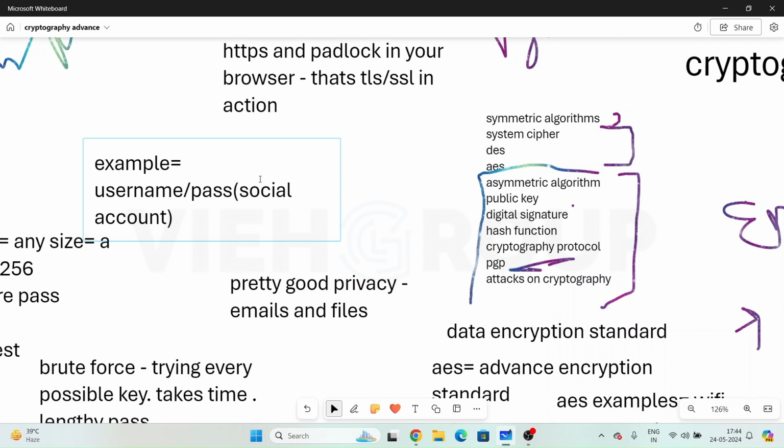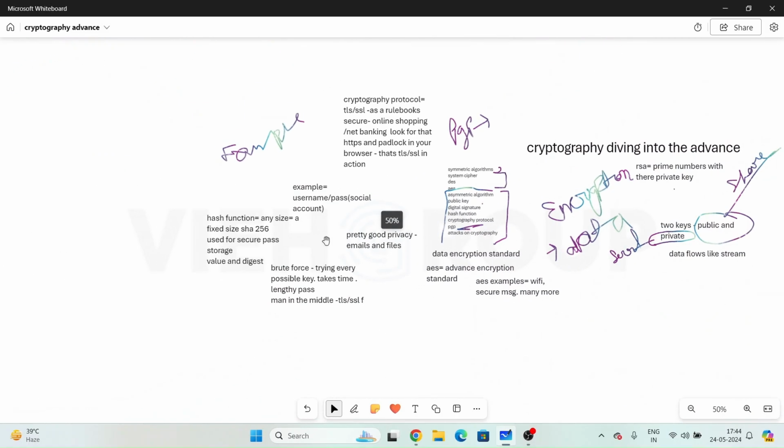PGP is Pretty Good Privacy. It protects emails and files. And an attack on cryptography is brute force, the hacker trying every possible key. It will take time, so use a lengthy password. And second is man in the middle. The third party is involved, the presence is involved, so they can access your information like bank details and other important things.